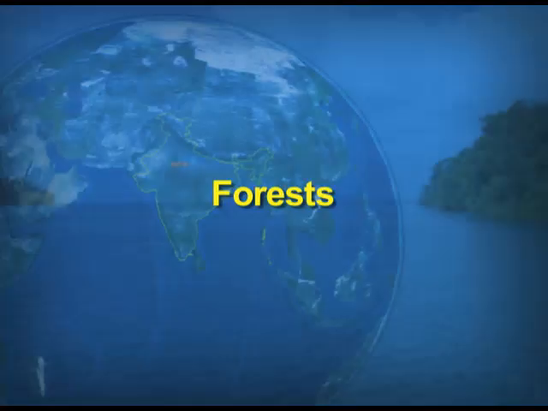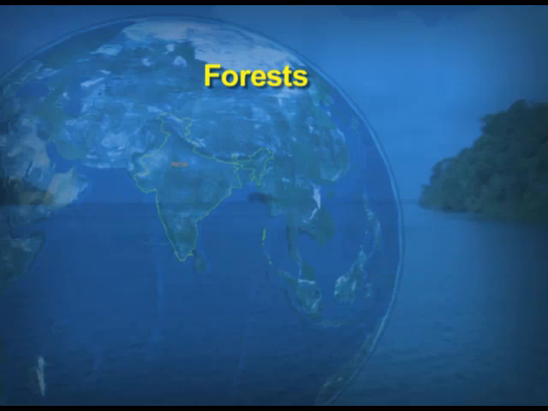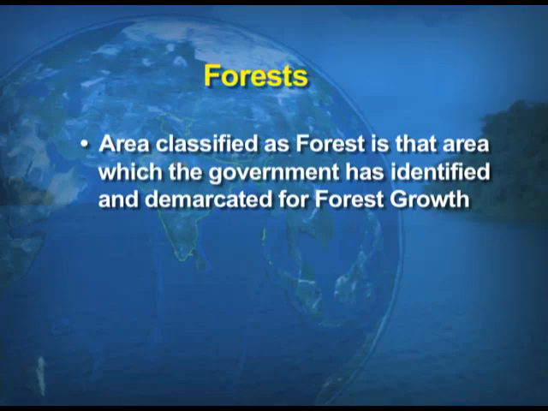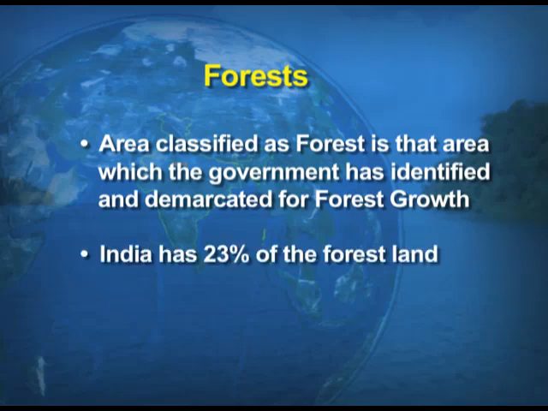So first we take up the forest land. Now what is the forest land? The area classified as forest is that area which the government has identified and demarcated for forest growth. And dear children, India has 23% of the land under forest.